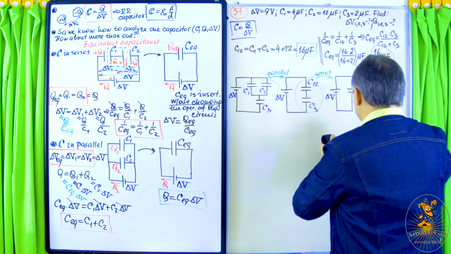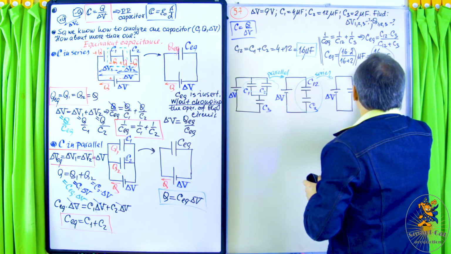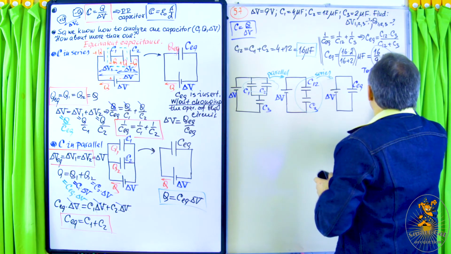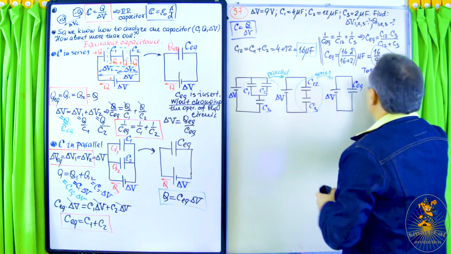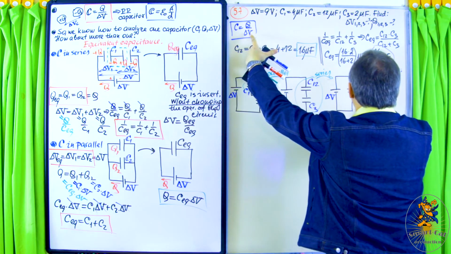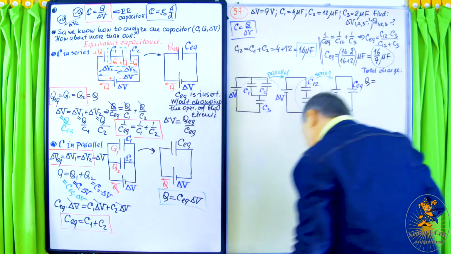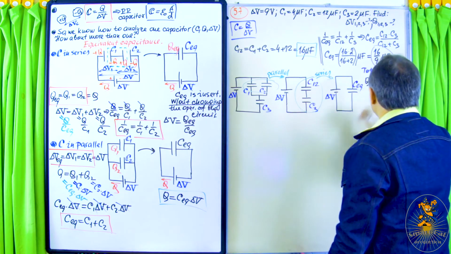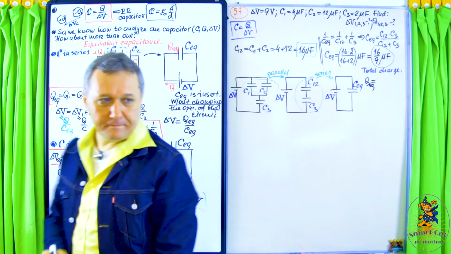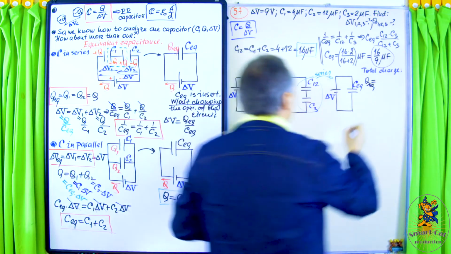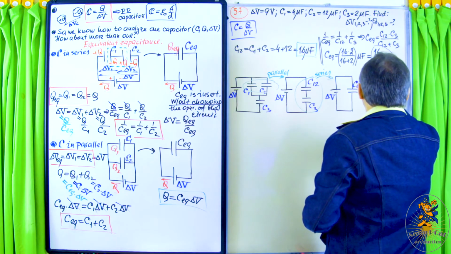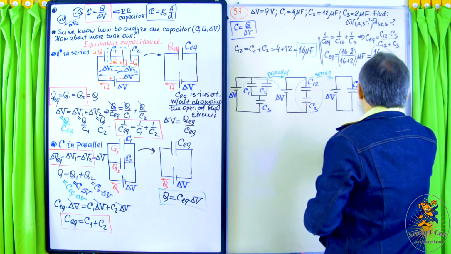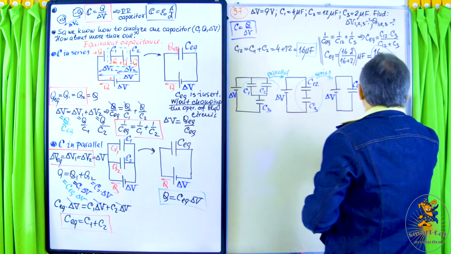So now I can write the total charge taken from the battery, right? So it will be what? Using this formula, it will be Q equals, which way do I label it, Q equivalent or just Q? Let me use Q equivalent. It will be C times delta V. Of course, C equivalent times delta V. C equivalent is 16 over 9 microfarad.